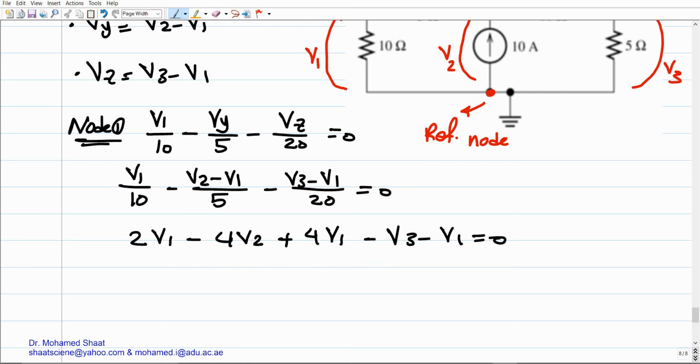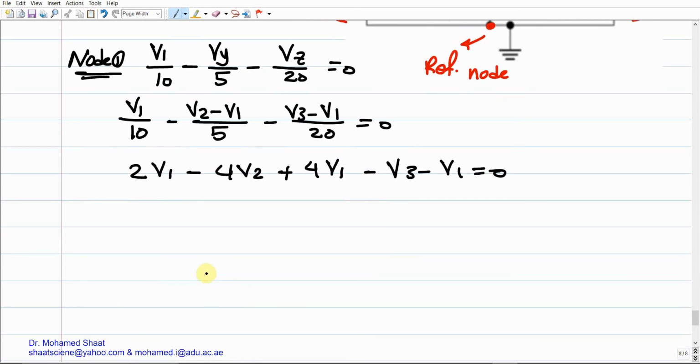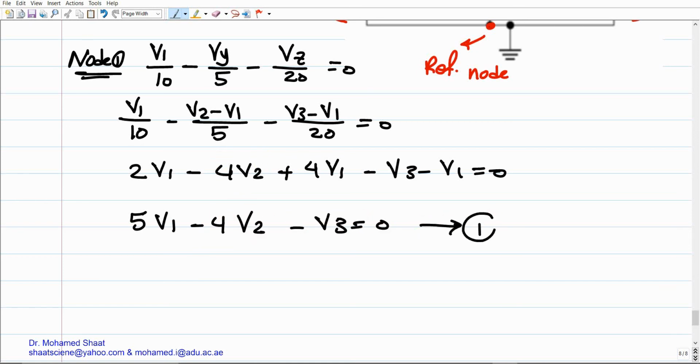Then your objective is to arrange this equation into a V1 term plus V2 term plus V3 term. It is better to arrange this equation in this form because we're going to end up with 3 equations, so you can use the calculator to solve them very quickly. If we arrange these terms together, we have 2 plus 4 negative 1. This gives us in total 5V1. And for V2, we have just negative 4V2 and negative V3 equals 0, and this gives us the first equation.